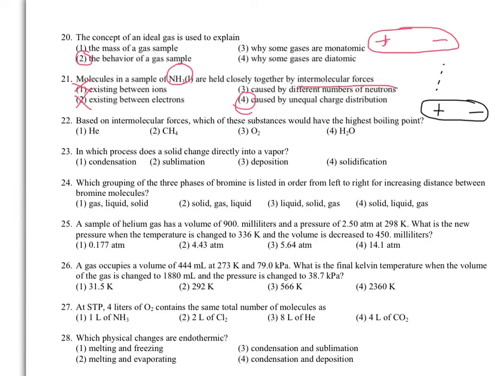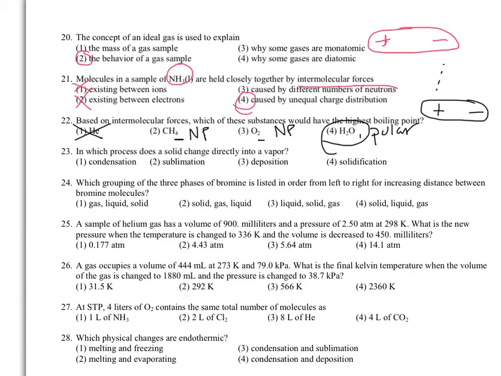Helium is a single atom, so it doesn't have any bonding, so it has no polarity. Now, methane has a final subscript of 4, so methane is nonpolar. Oxygen has a final subscript of 2, so it is nonpolar. But water has a final subscript of 1. It's understood for oxygen, so it's polar. So water will have the highest boiling point.